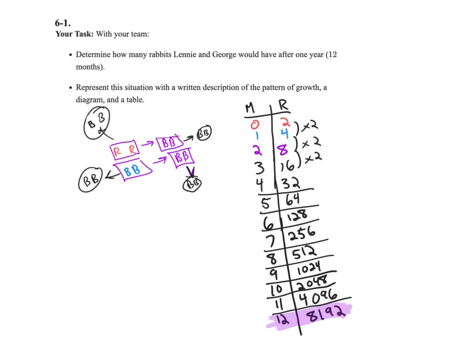So there we go. 8,192 rabbits after 1 year of them doubling. That's crazy.